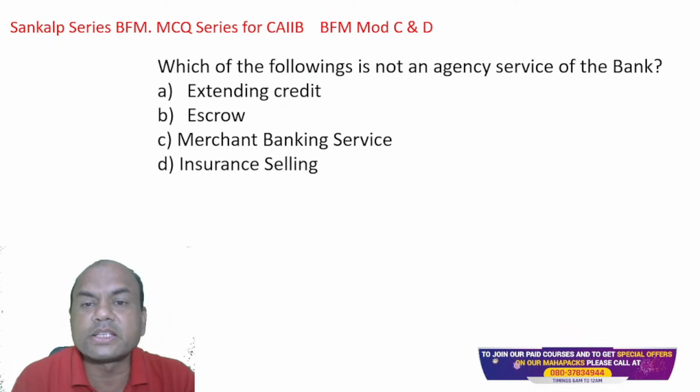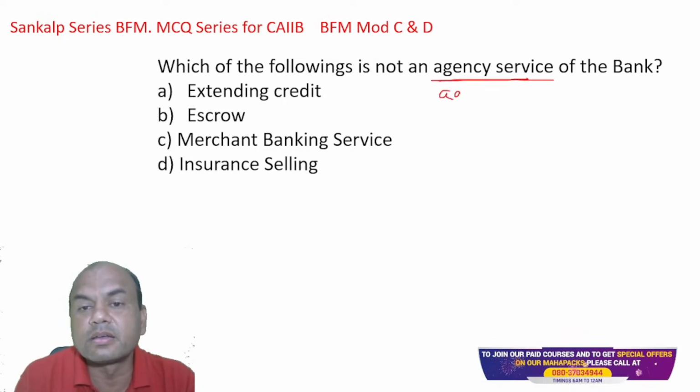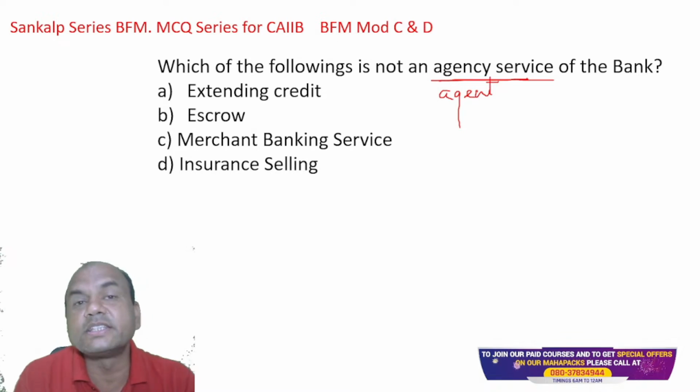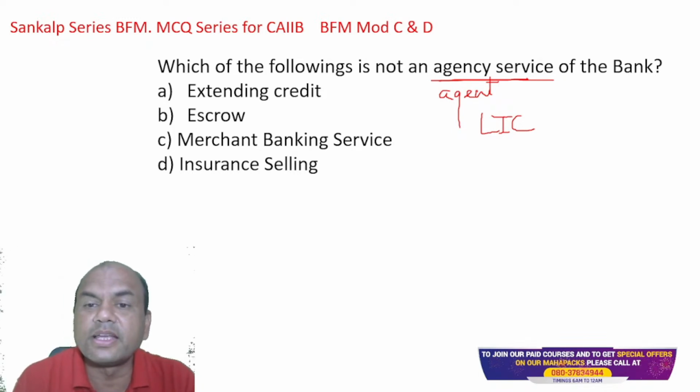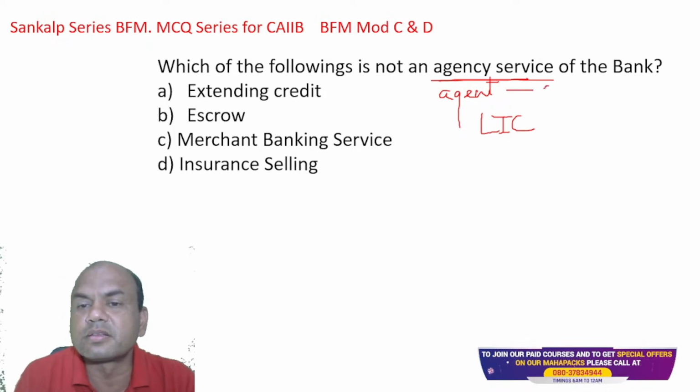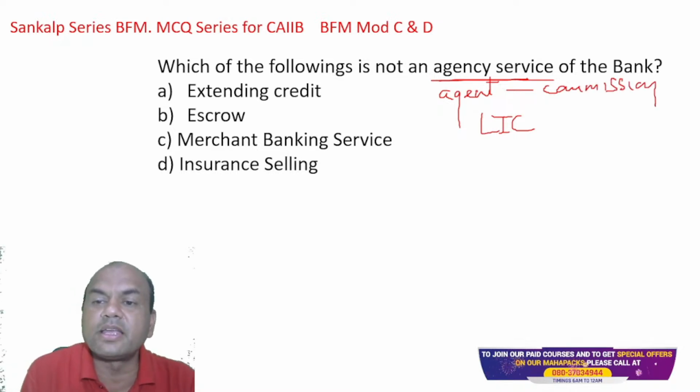Which of the following is not an agency service of the bank? Agency service. Agency means what? Here the bank is acting as an agent. Agent means what? LIC agent. Remember this? LIC agent, insurance, or any other agent also, like a mutual fund agent. What does the agent get? Agent gets only commission. Same thing, the bank also gets only commission in agency services.